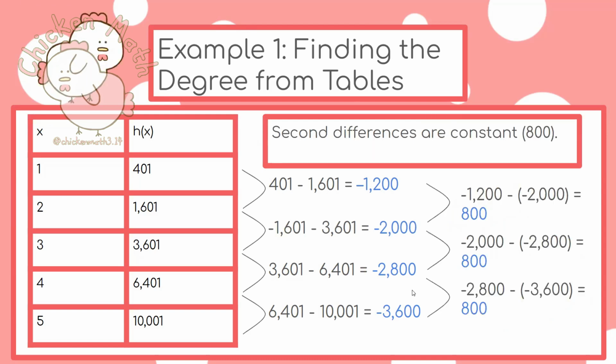Now we're going to take the differences of the first differences to find our second differences. So negative 1,200 minus negative 2,000, negative 2,000 minus negative 2,800, and then negative 2,800 minus negative 3,600. And as we can see, we're getting 800 for all these differences, which means second differences are constant, and therefore h of x has a degree of 2, and that also means h of x is quadratic.